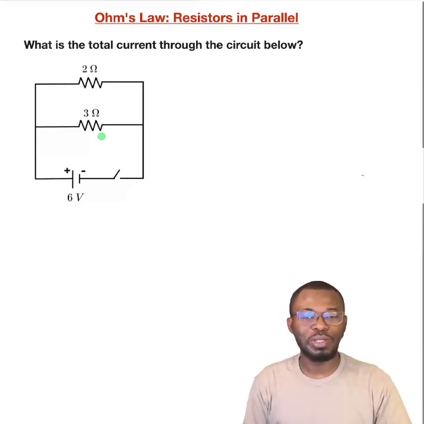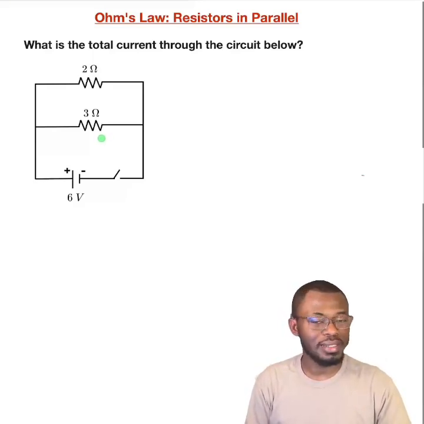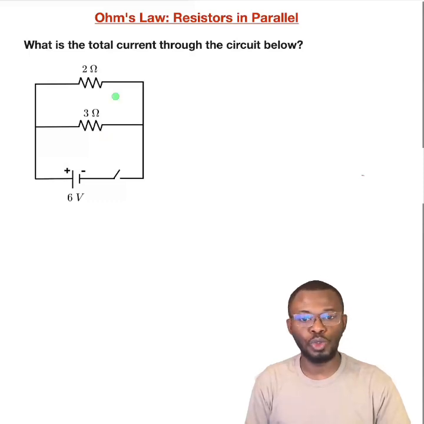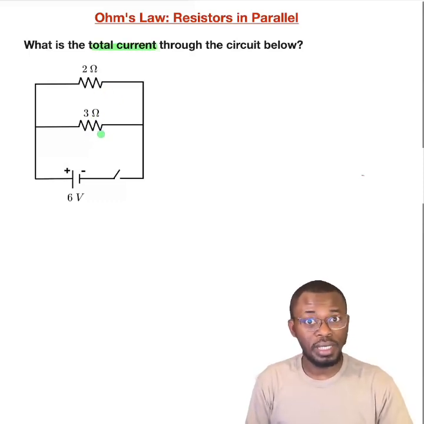Hello and welcome. Today, let's look at how to find the total current through a simple electric circuit with two resistors in parallel. We have a simple electric circuit with two resistors, one of which is 2 ohms and the other 3 ohms, and these two resistors are in parallel. We also have a potential difference of 6 volts across them. Let's look at how to solve this problem.